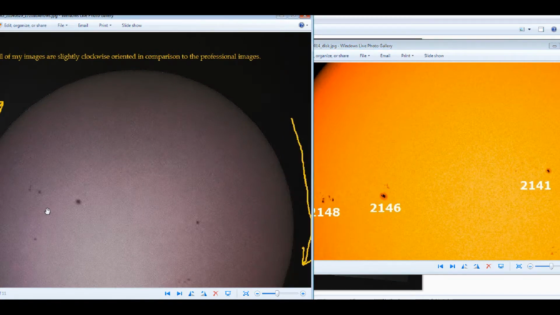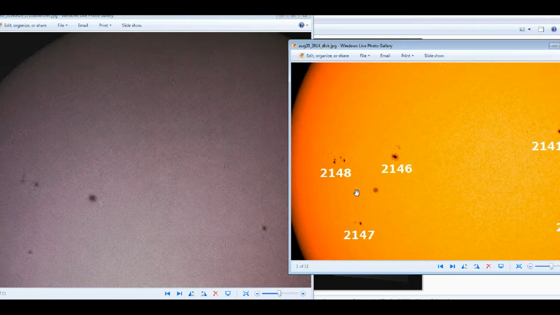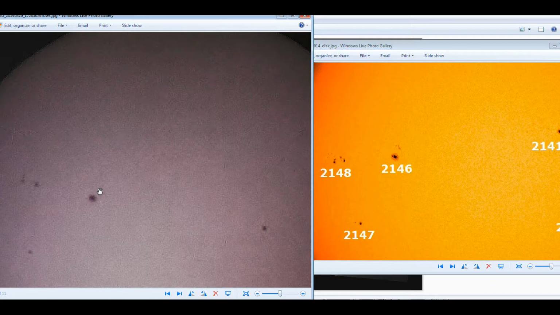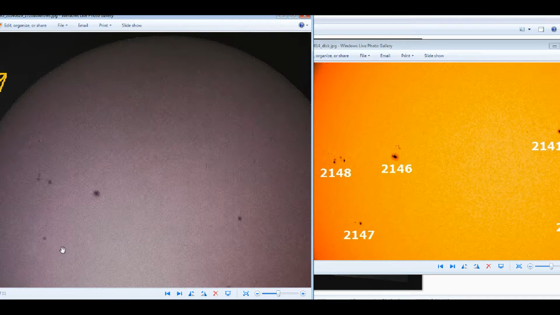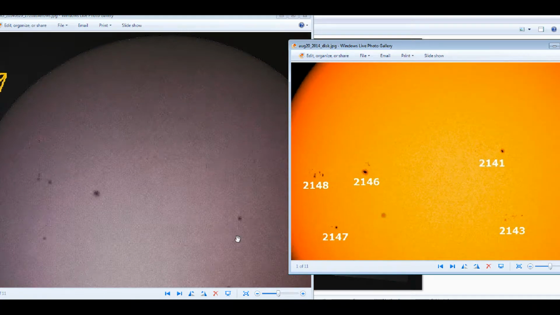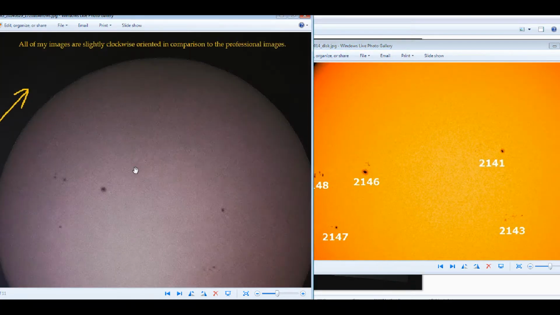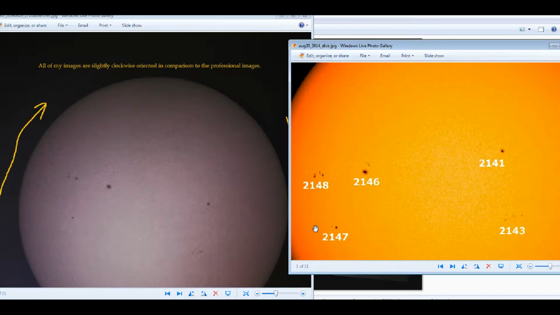So you can see, for example, this area here, let me see if I can, there it is. Alright, so you can see that these three areas, in comparison to mine, now I got a clearer image of this, but this is definitely these areas. So the professionals labeled their regions by number. So you can see that the orientation is in fact slightly clockwise, as I indicated with these arrows, in comparison to the professional image.